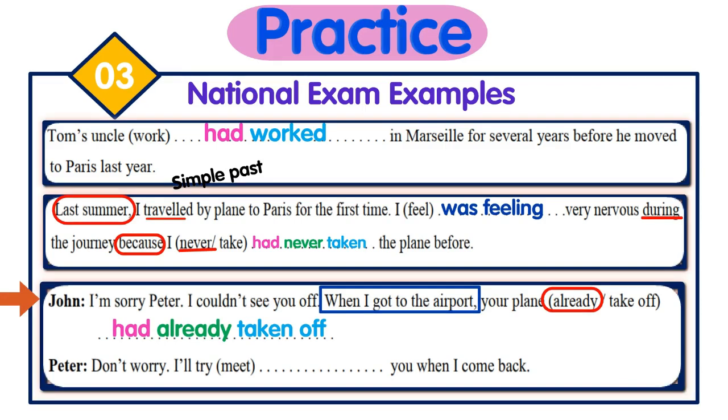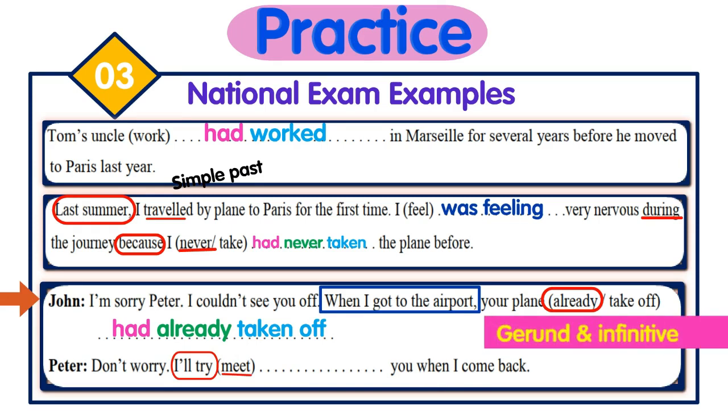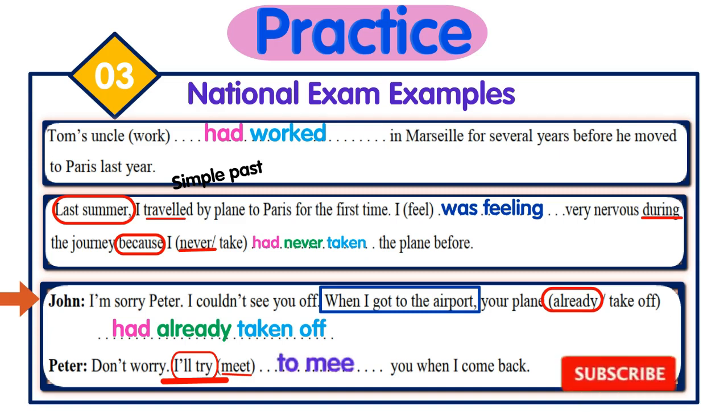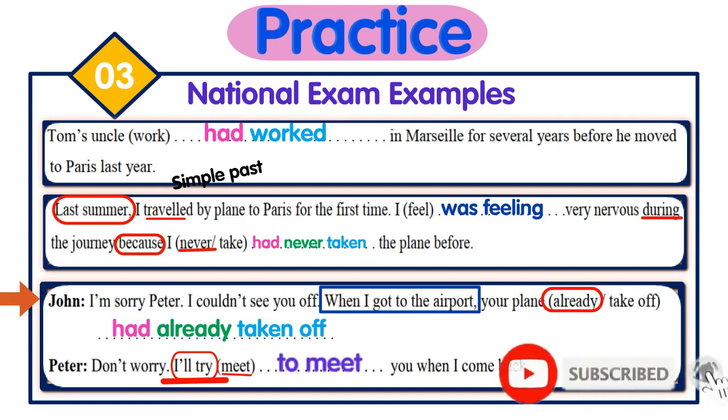Peter says, don't worry, I will try meet you when I come back. If you notice here, we have the verb I will try is put in the simple future. Here, you're going to use the rules that you have learned in the lesson of gerund and infinitive. So we have I will try. It is followed by to plus verb. I will try to meet you when I come back. And that's the correct answer.